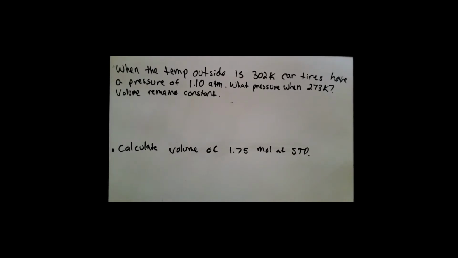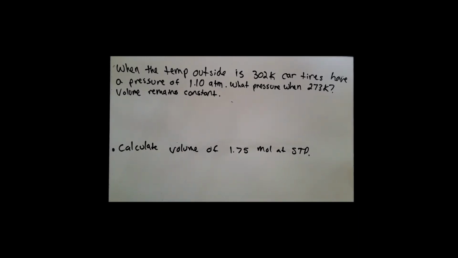All right, so let's start with some chapter 5 examples. This first problem here is from chapter 5. It has the temperature outside at 302 Kelvin with car tires that have a pressure of 1.1 atm. It's then asking what the pressure is going to be if the temperature decreases down to 273 Kelvin. And then it's also telling us that the volume is going to remain constant.